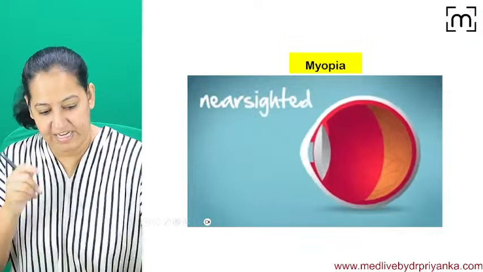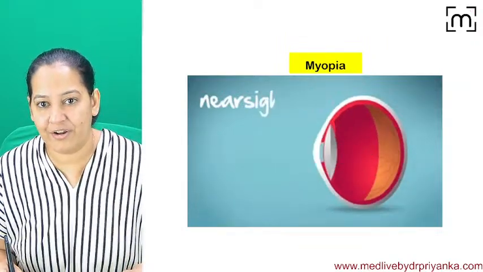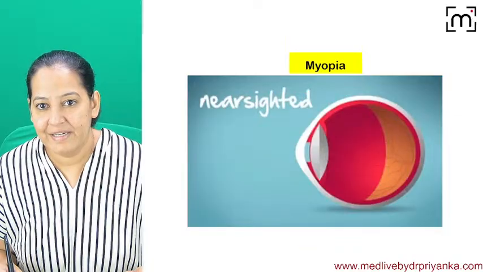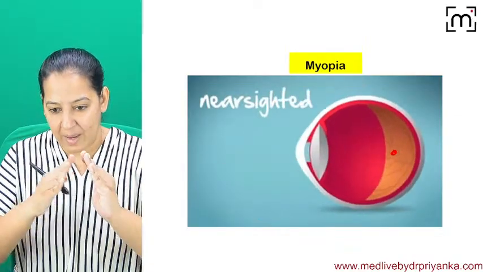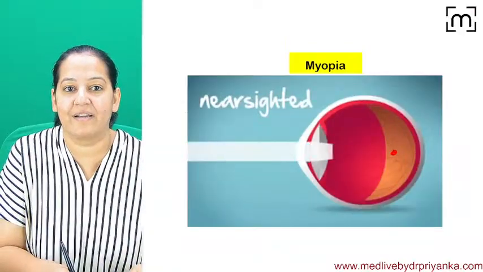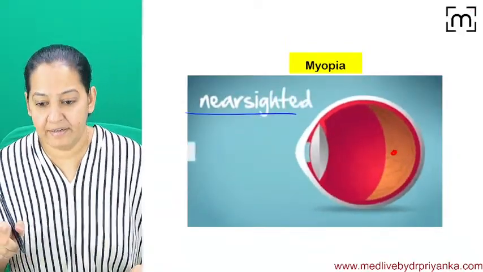Now myopia, the second video. Where is the focus? Where should I draw the red dot? I should draw the red dot over here. Let's see. First you appreciate here the size of the eyeball is increasing. It is also known as nearsightedness. Myopia is known as nearsightedness. And here see the red dot.